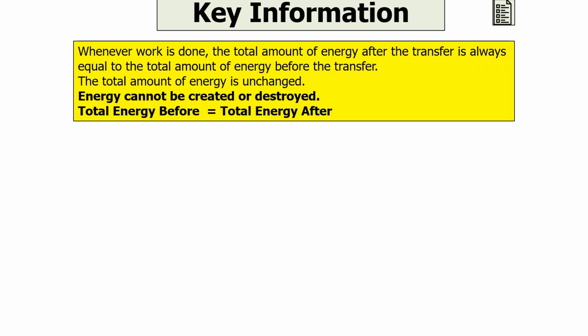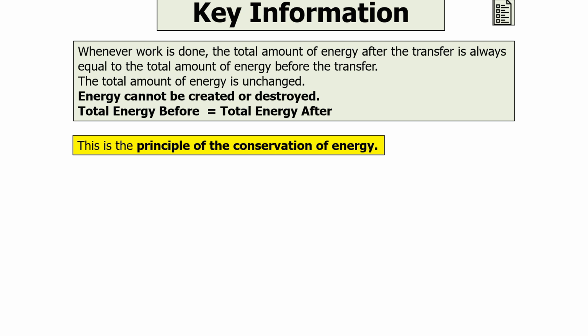Whenever work is done, the total amount of energy after the transfer is always equal to the total amount of energy before the transfer. The total amount of energy is unchanged because energy cannot be created or destroyed. The total energy before is equal to the total energy after. This is the principle of the conservation of energy.